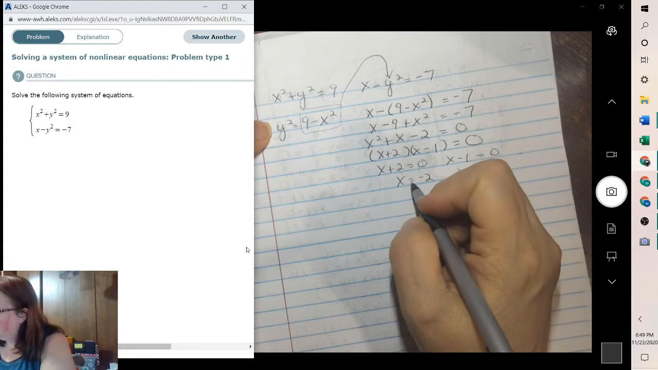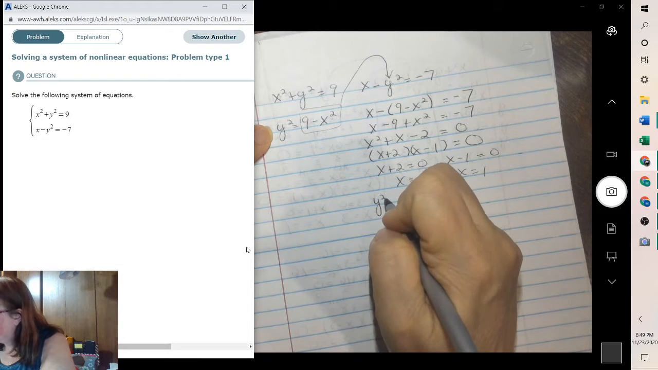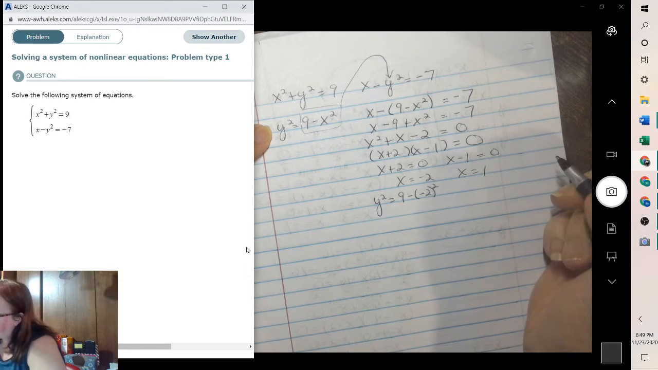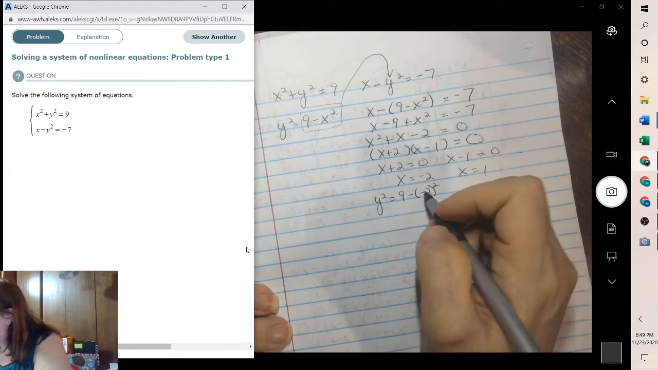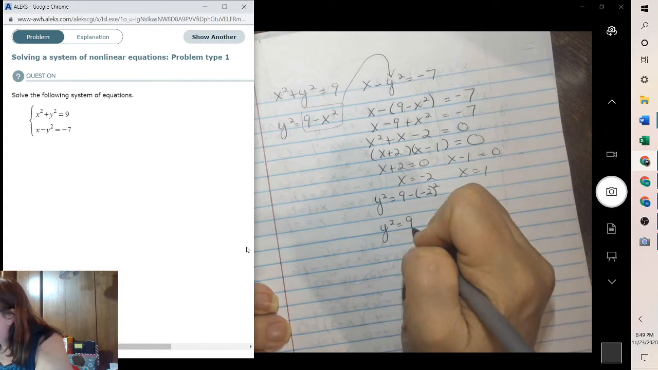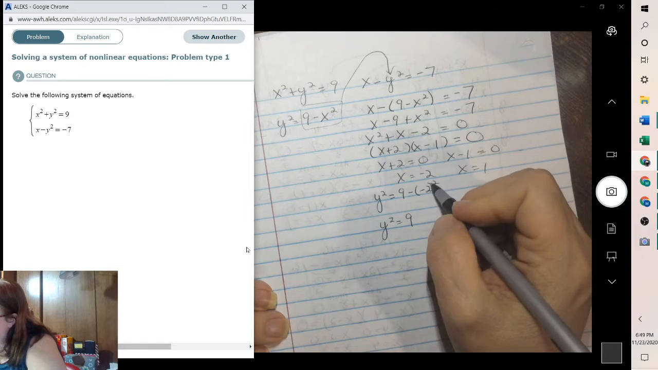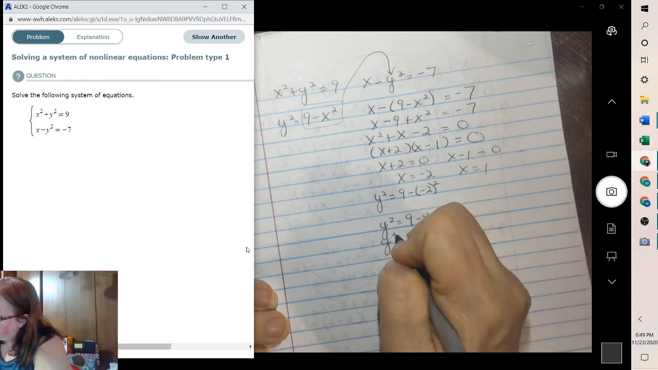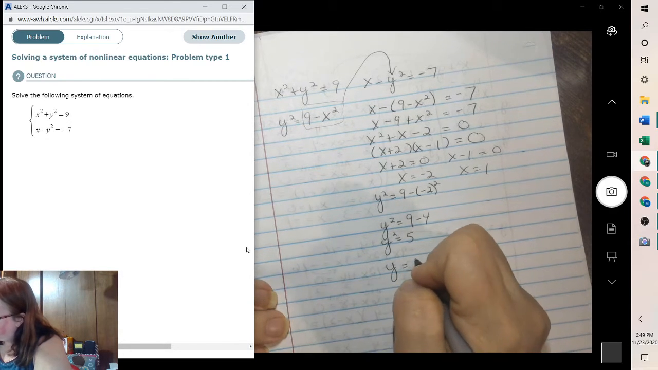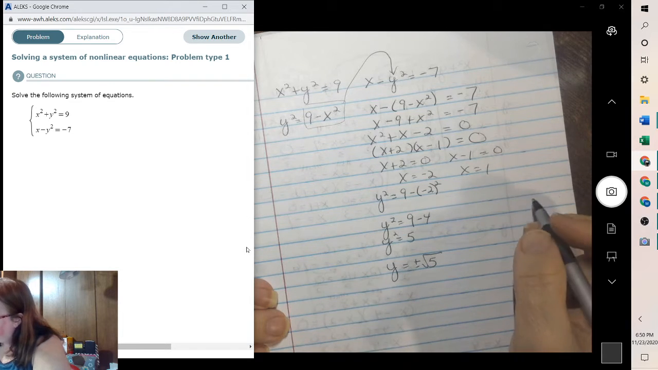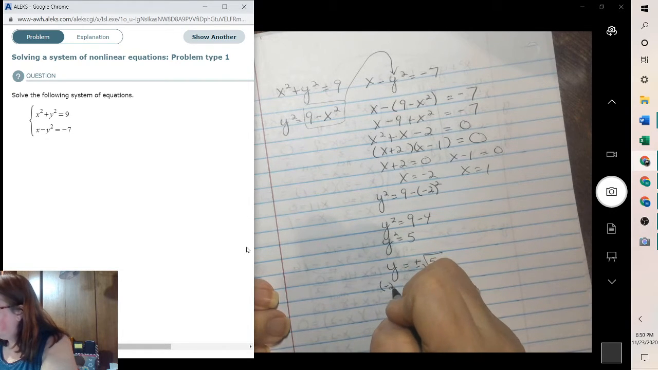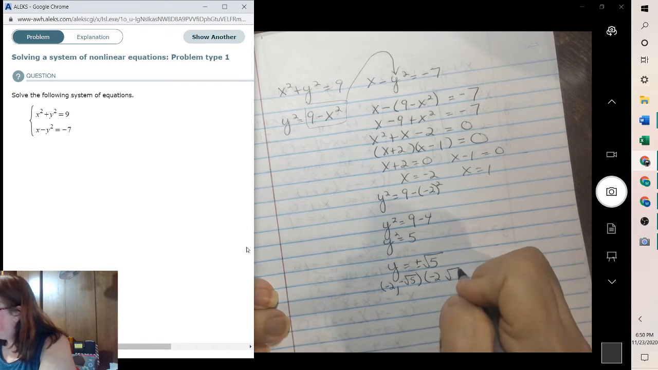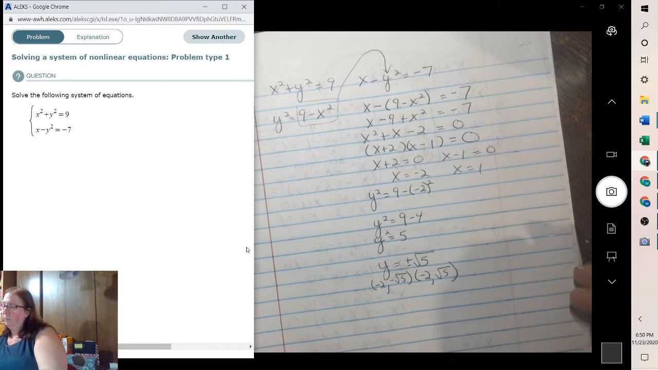If I use this one, plugging in the x, we have y squared equals 9 minus 4. Y squared equals 5. And then y equals plus or minus the square root of 5. So we have negative 2, square root of 5, and negative 2, negative square root of 5. So there's 2 answers.